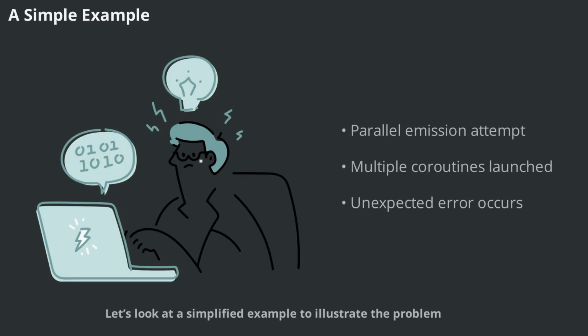Let's look at a simplified example to illustrate the problem. Imagine you want to prepare several values in parallel and emit them to a collector. The code compiles without warnings and seems like a neat optimization. You launch 3 coroutines, each emitting a value after a short delay. The expectation is that all 3 run in parallel, finishing quickly. But when you run this code, you get a surprising error.